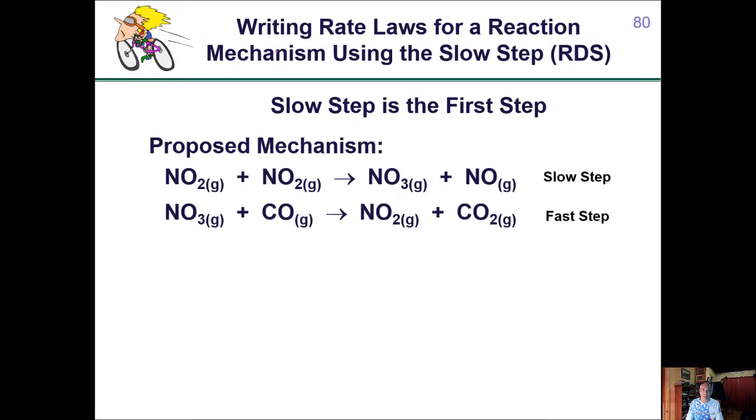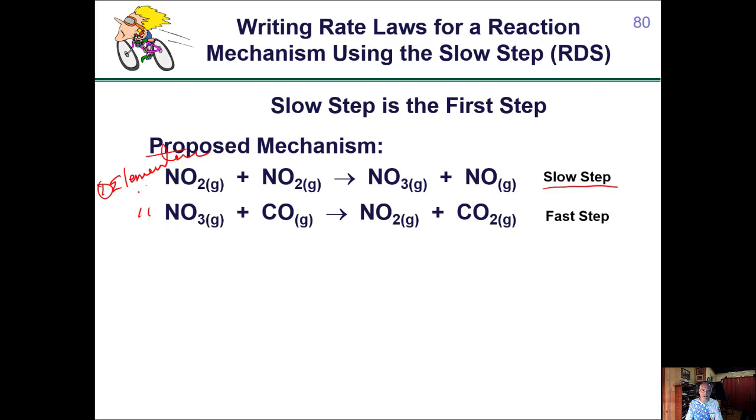So very quickly, writing rate laws for a reaction mechanism using the slow step, the rate-determining step. That's very easy if the first step in a proposed mechanism is the slow step. You remember that the rate law for an elementary step, and each of these is an elementary step, okay, these are both elementary steps.